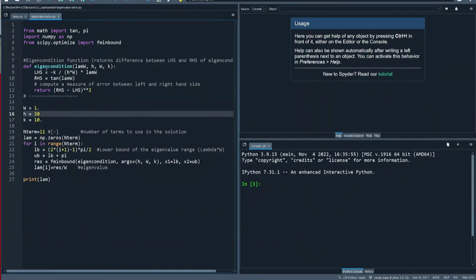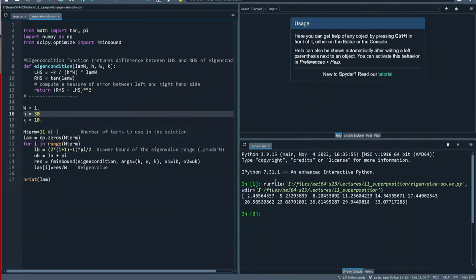passing to it the name of the function, right? So here this is eigenconditions, it could be whatever you want to call it. Then any additional arguments you want to provide beyond lambda w. So it's always going to be passing at least one argument. Anything else you want to pass it, h, w, k, etc., would show up here. Then your lower bound, your upper bound. And then what I get back from this is my lambda w, so I'm dividing this by w here. So I could do this. Hopefully it runs. Run. And it gives me back my lambda values. So that's basically how you do that. And you're going to have to do this for your homework, okay?